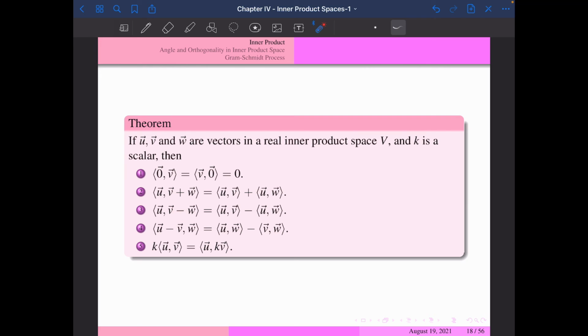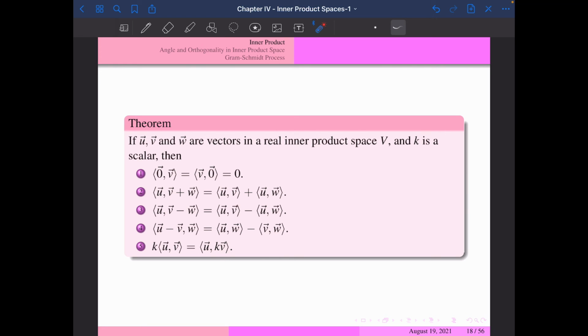And for number four, if we need to find the inner product of u minus v and w, this one is equal to the inner product of u and w minus the inner product of v and w. And for number five, we can pull k out of the second component too, not only the first component. So how do we prove it?